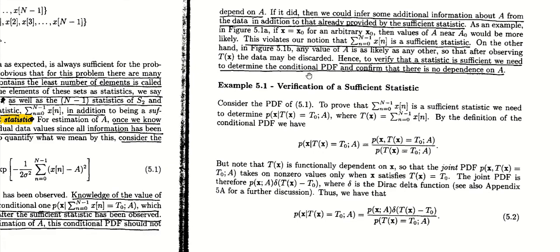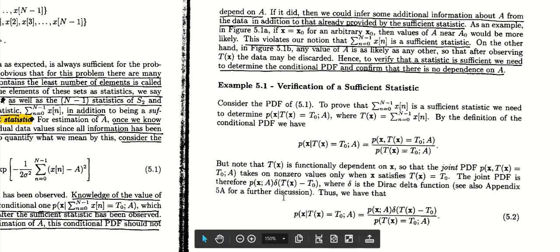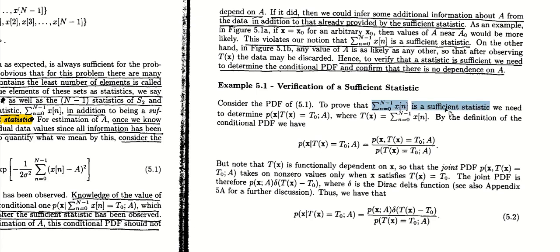Okay, so let's take a look at example 5.1, verification of a sufficient statistic. Let's consider the PDF of 5.1. To prove that this is a sufficient statistic, we need to determine that this does not depend on A. So by the definition of the PDF, let's write it out. And this is Bayes' rule.